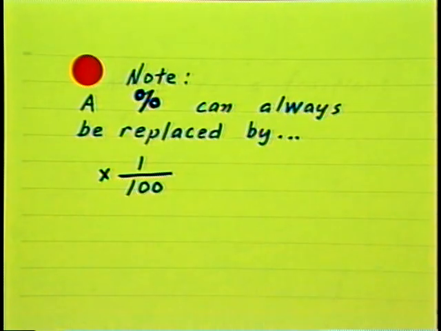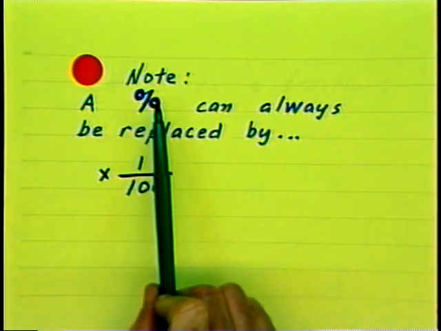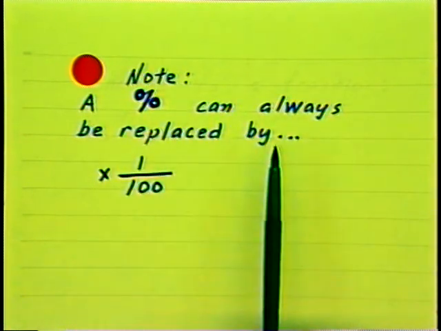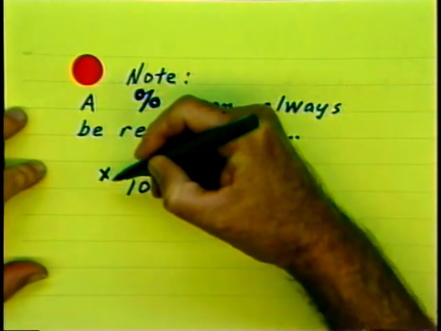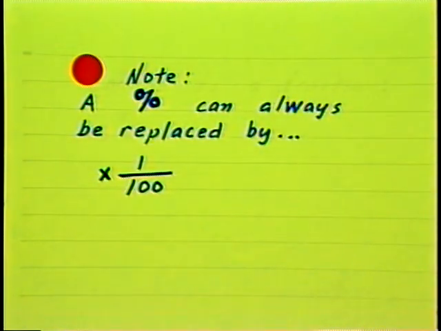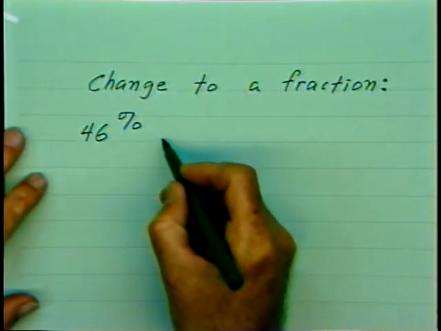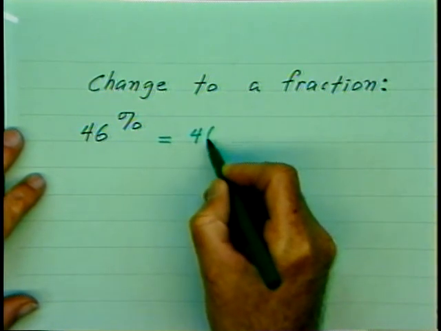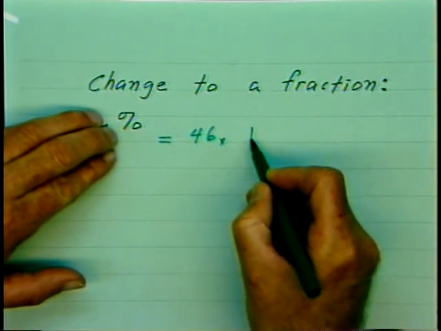Now please note, another way of looking at that series of rules or steps we gave you is simply to remember that the mark percent can always be replaced by times 1/100th. And it's very important that you have this times as part of it. And sometimes this is easier to remember than those 3 rules that we gave you. So if you have a problem like this, you could have simply 46, and we have simply stated that the percent may be replaced by times 1/100th.